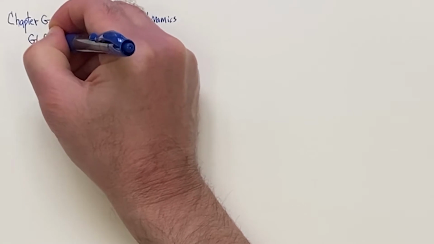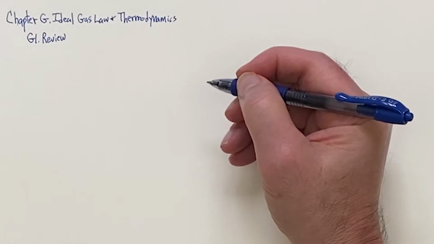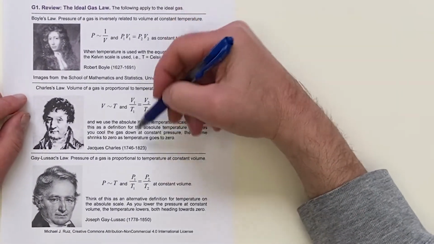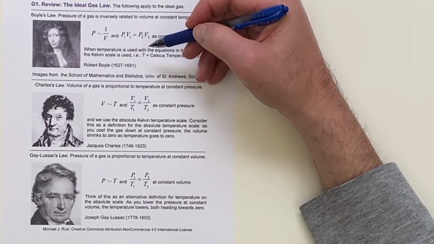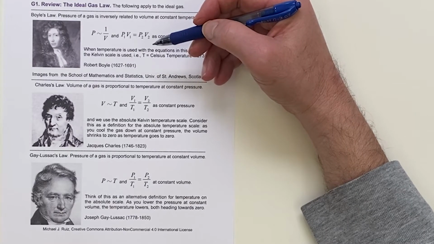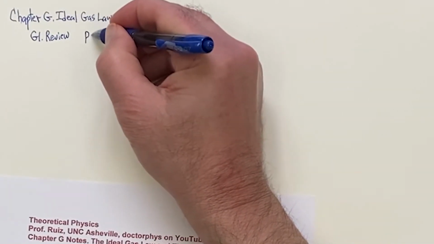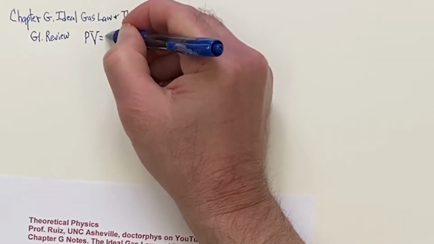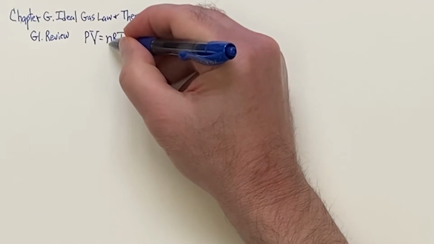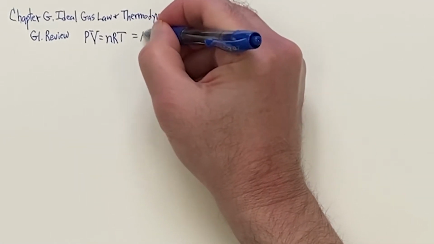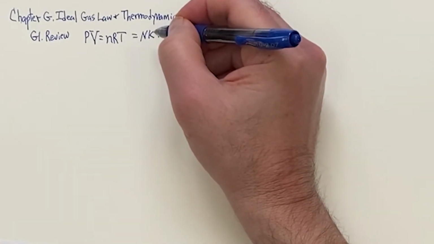G1 review. I included this page that we already covered in our first class that discusses the ideal gas law. There were a couple pages there that we did. So that ideal gas law, PV is nRT, where this is the number of moles n, or you could use the number of particles, and then lowercase k, T, the Boltzmann constant.